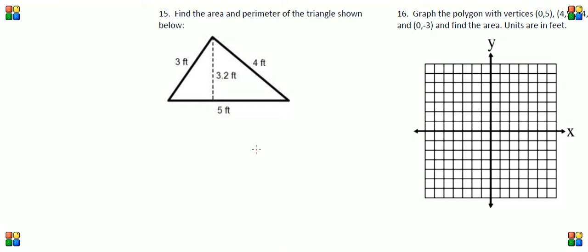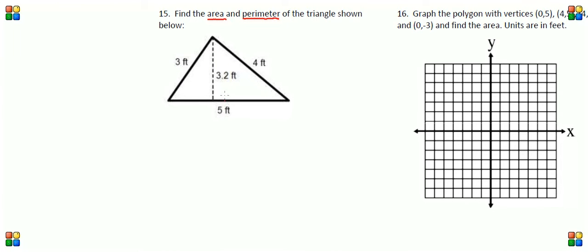Question number 15 asks us to find the area and the perimeter of the triangle shown below. Now notice this triangle is not a right triangle. It's close to a right triangle. Actually, looking at the side lengths, I actually know it is a right triangle, but we don't know that from the diagram. It doesn't mark this top angle as a right angle.